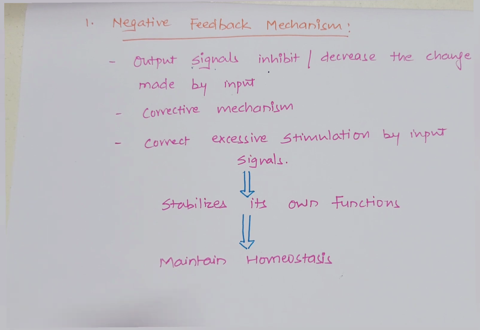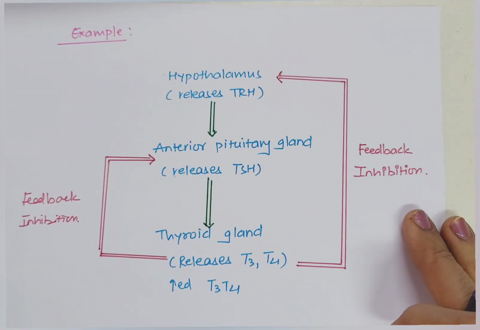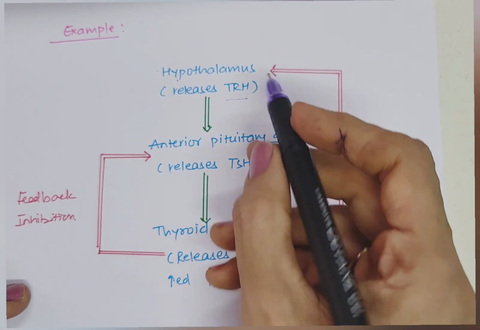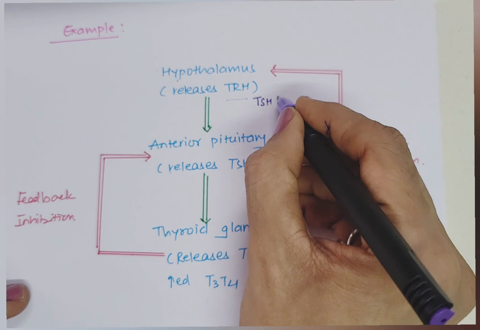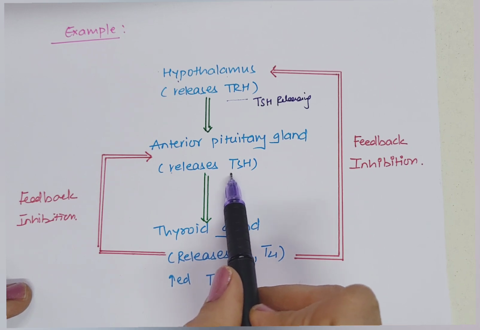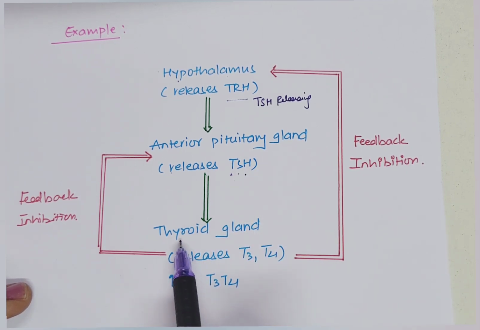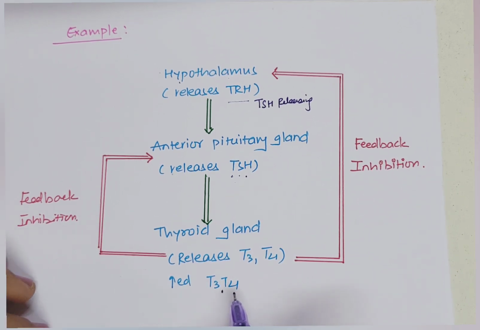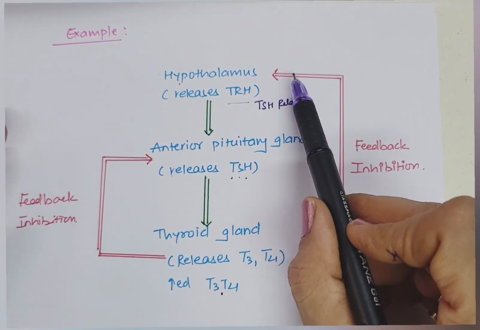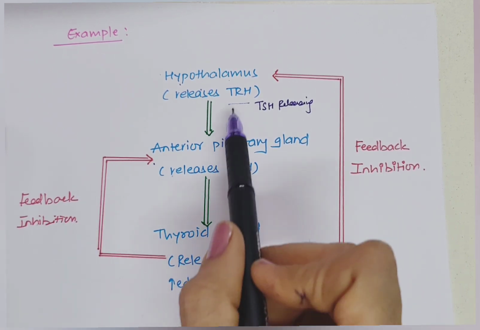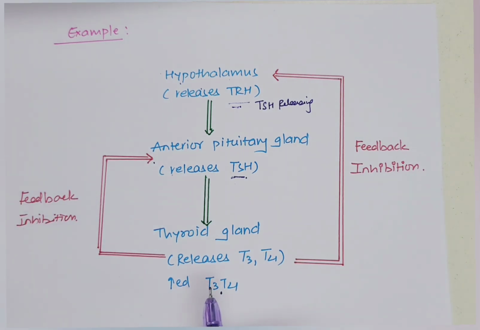So the first example here is thyroid hormone. You can see here, our hypothalamus releases a hormone known as TRH. TRH full form is TSH releasing hormone. This TSH releasing hormone stimulates the anterior pituitary and releases TSH, thyroid stimulating hormone. This thyroid stimulating hormone stimulates the thyroid gland and secretes T3 and T4. And when our thyroid hormone level increases, they give feedback inhibition to the hypothalamus as well as to the anterior pituitary, and they inhibit the secretion of TSH and TRH. So you can say that our T3 T4 level is regulated, it will not increase. Okay, so this is one of the examples.